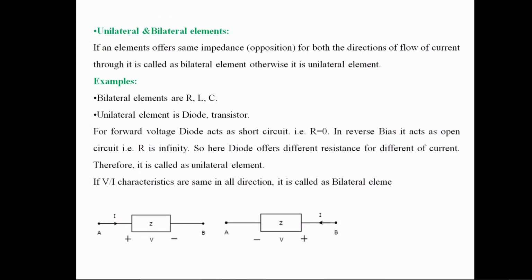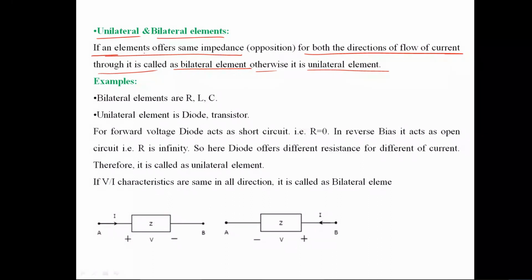Then you have another category of elements, unilateral and bilateral elements. If an element offers the same impedance for both directions of flow of current, it is called a bilateral element, otherwise it is a unilateral element. Impedance is nothing but the opposition force. So if it offers the same impedance for both directions of current flow, it is called a bilateral element.